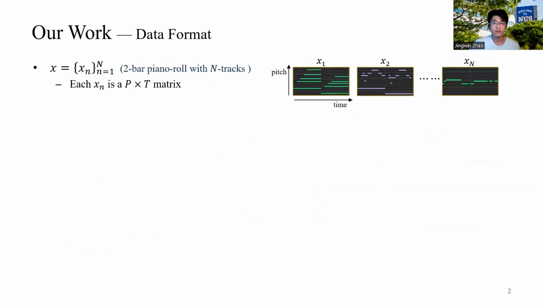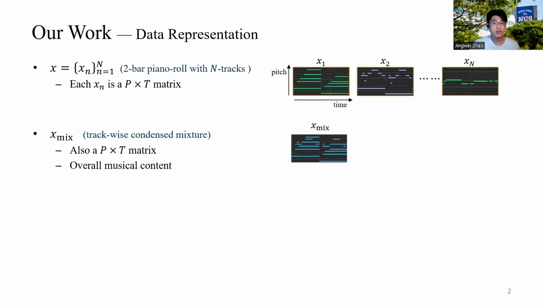So in this paper, we focus on the representation learning of 2-bar multi-track music segments. We first format each individual track xn as a 2D piano roll. Each piano roll is a p/t matrix. We then use xmix to describe the track-wise condensed mixture, which is also a p/t matrix. The mixture here contains the overall musical content.